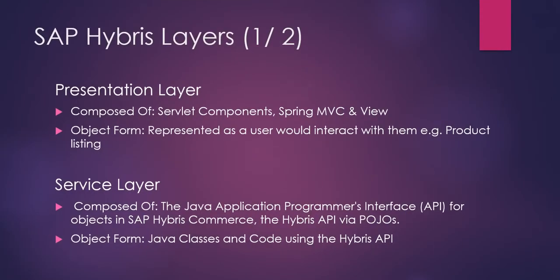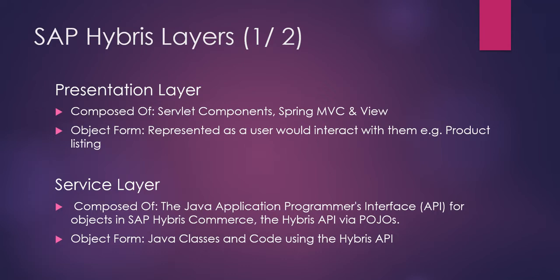It's now apparent that the SAP Hybris Suite makes strong use of a layered architecture. There are a number of layers that are quite important, and we are going to discuss 4 of them here. The first layer is the presentation layer, which is composed of service component, Spring MVC, and the views. The end user ultimately, this is represented to the user as they would interact with it, for example, a product listing. The second layer is the service layer, and as an SAP Hybris developer, this is where you would be spending most of your time.